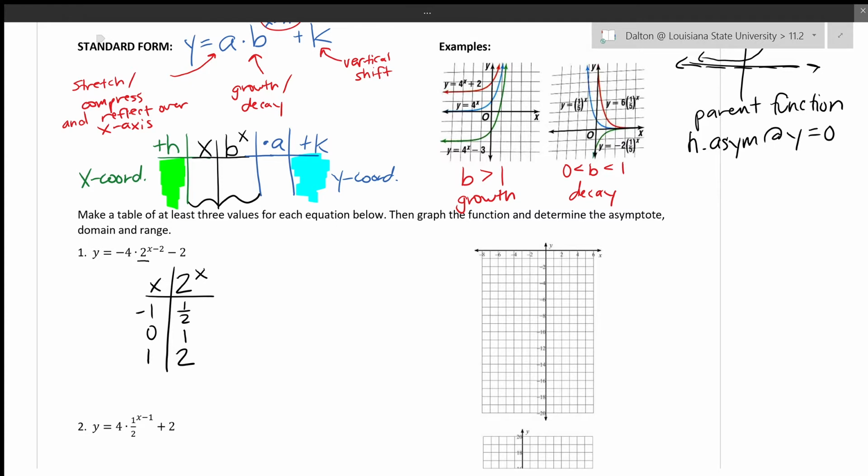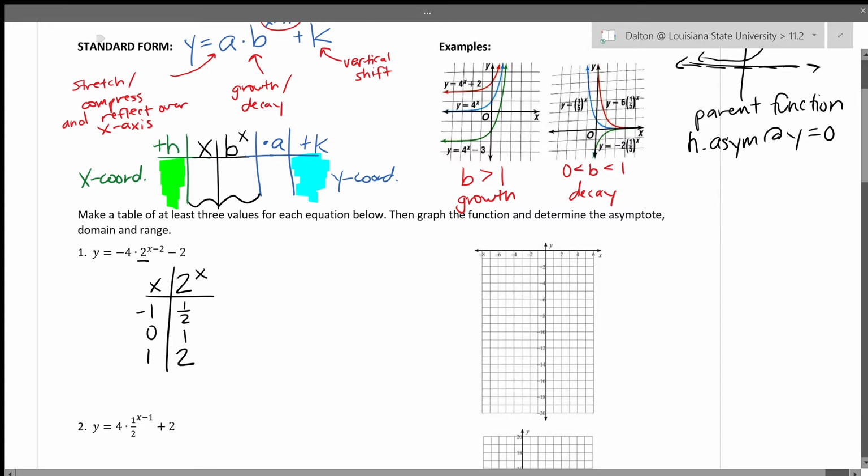Then let's go ahead and manipulate our x coordinates. We said the x minus h feature was a horizontal shift. So if this is x minus 2, how is this actually shifting my graph?